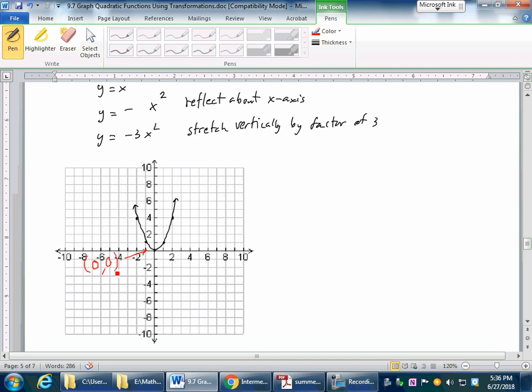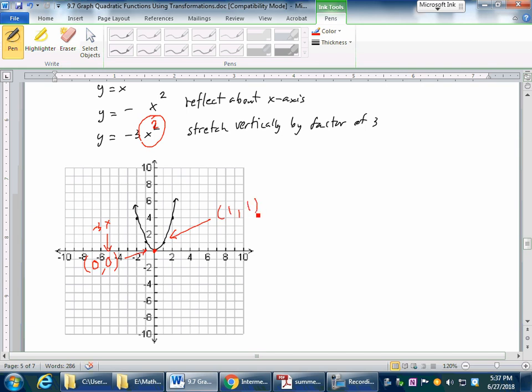And remember, when I'm reflecting and then stretching, we are multiplying our y value by negative 3. So the first question is, my first point, my y value is 0. If I multiply by negative 3, negative 3 times 0 will still be 0. So this point, when you reflect and stretch, will still be right here. It doesn't move.